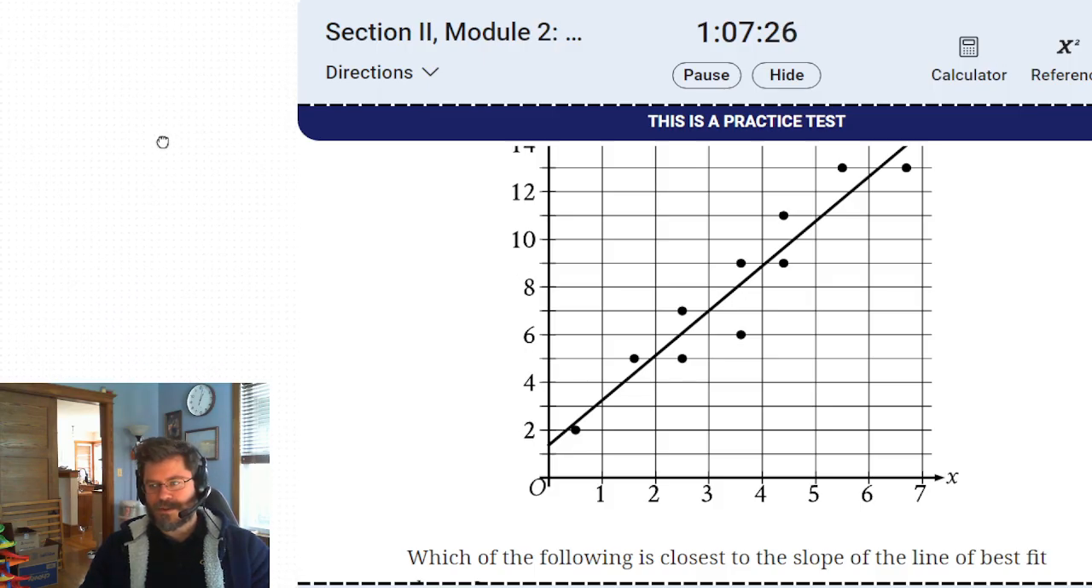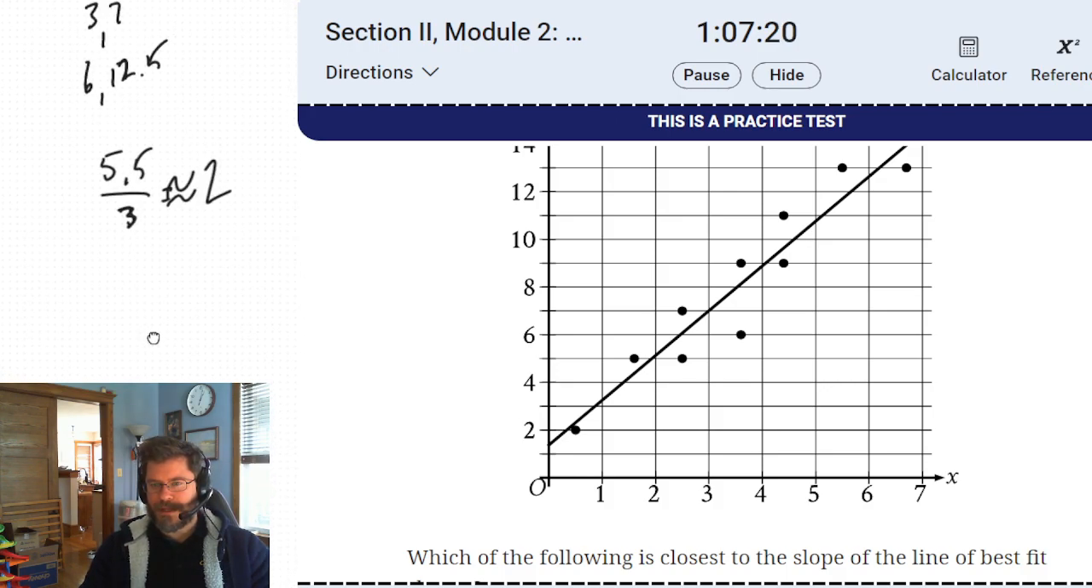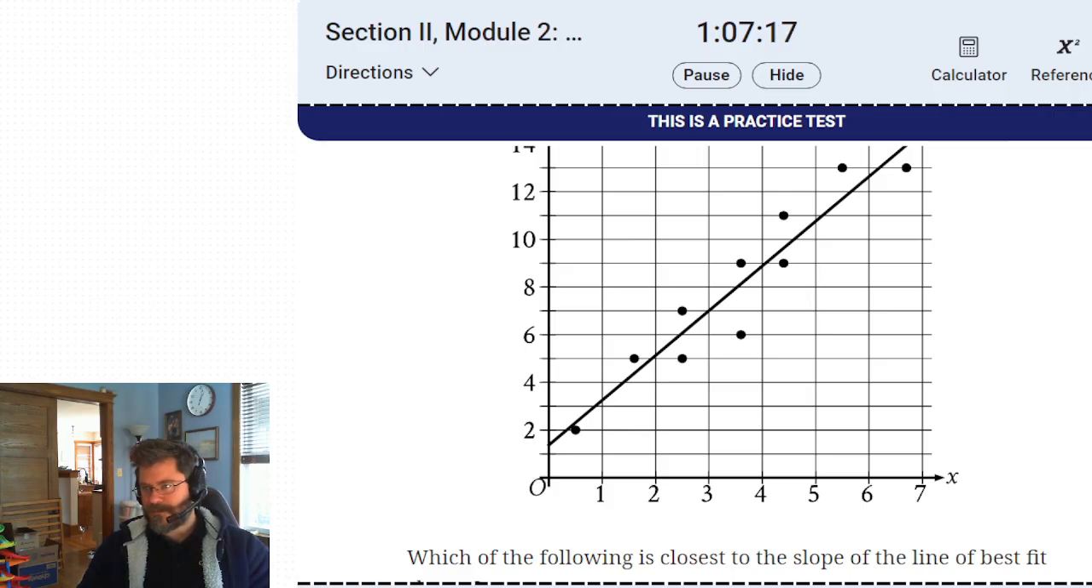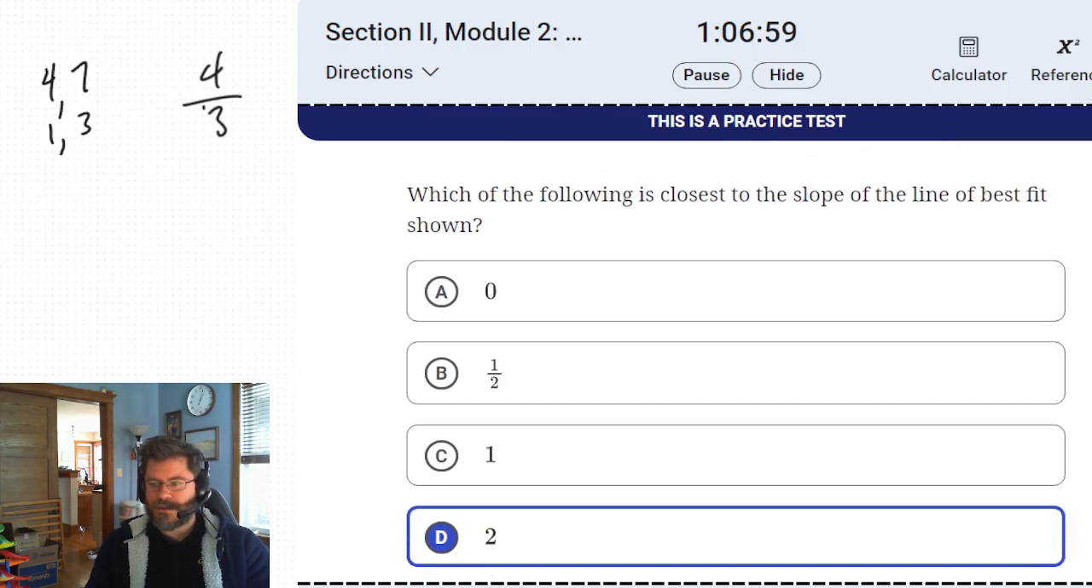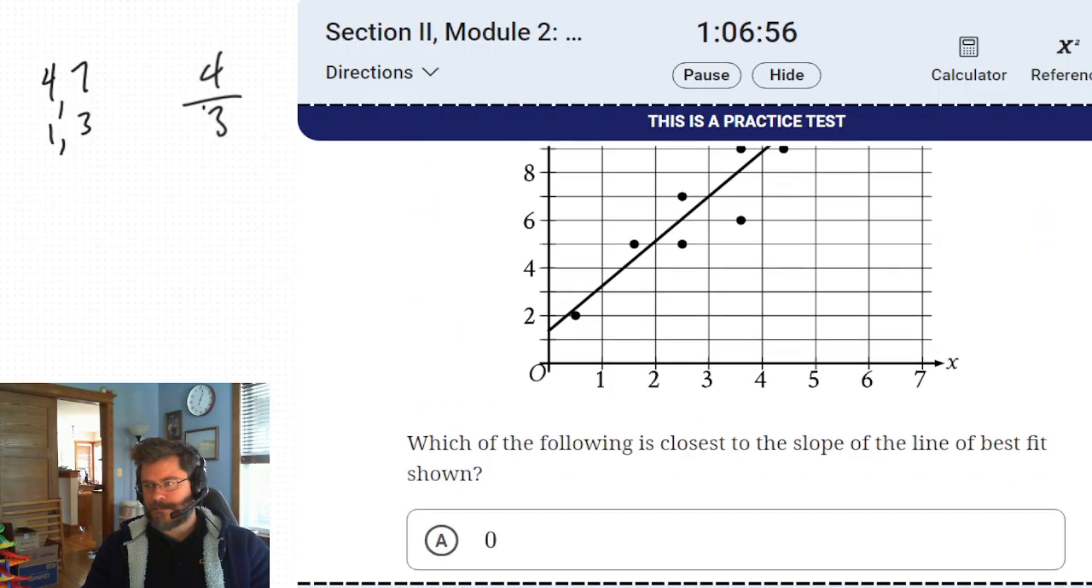We could check it again by picking 2 different coordinate points. I'll check my math on that. Yeah. So let's pick 4, 7. I'm just going to round. Let's say we do 1, 3. So that's a change in 4 over a change in 3, which is 1.5. So again, we're closer to 2 than we are to anything else. Each time this goes up by 1, we're going up by just about 2.